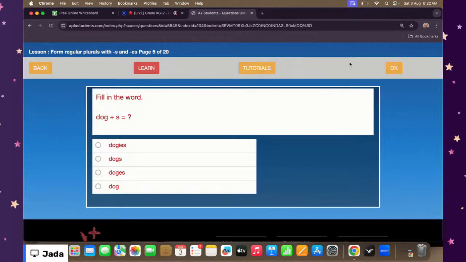So this one, dog plus S. Dog plus S. Dogs.